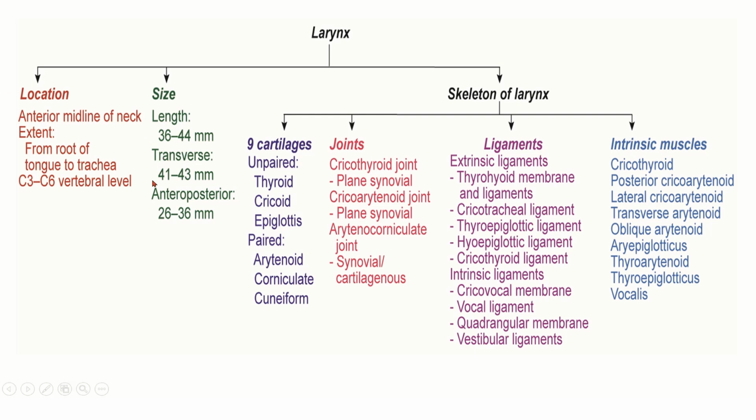In this session, we will deal with the larynx. So these are the highlights which we are going to see. The location of the larynx is in the anterior midline of the neck, extending from the root of the tongue to the trachea, that is, vertebral level C3 to C6.